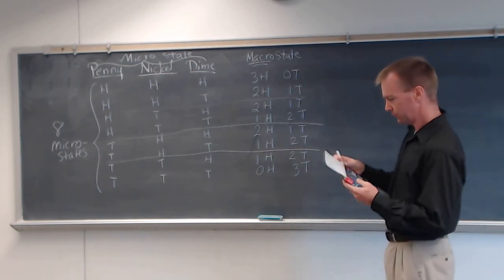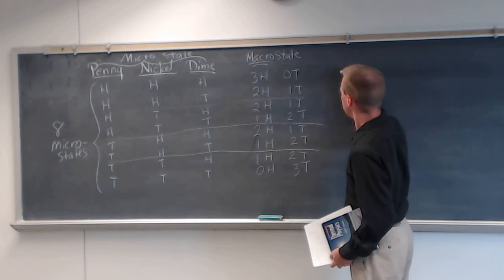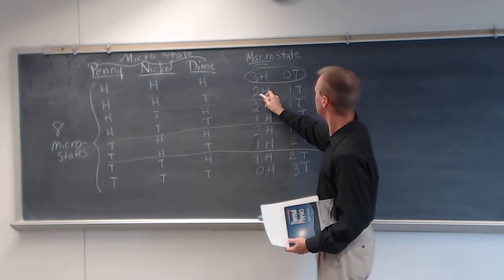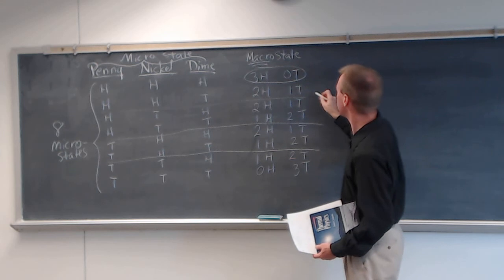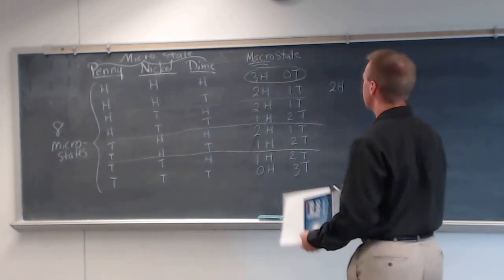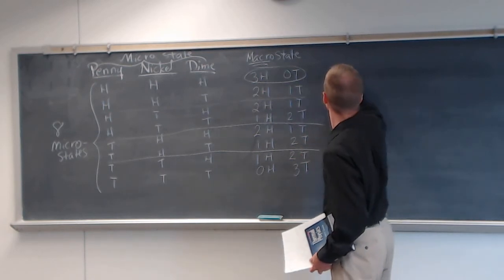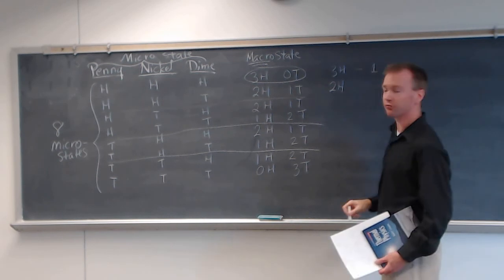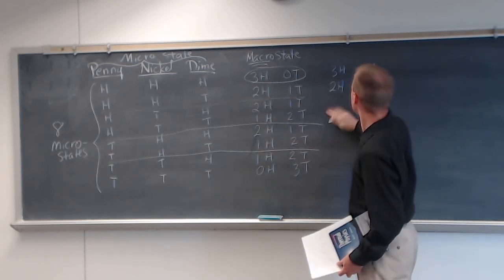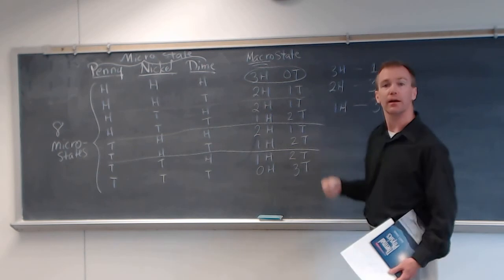Okay, now. How many different macrostates are there? Well, let's see. I've got three heads, zero tails. Two heads, one tail. Let's see, how many of those do I have? I can just count the number of heads, because if I know the total number of heads, then I know how many tails there are, because I've got a fixed number of coins. So, three heads, there's one of those. Two heads, one, two, three. Three of those. One head, two tails, one, two, three. And zero heads.